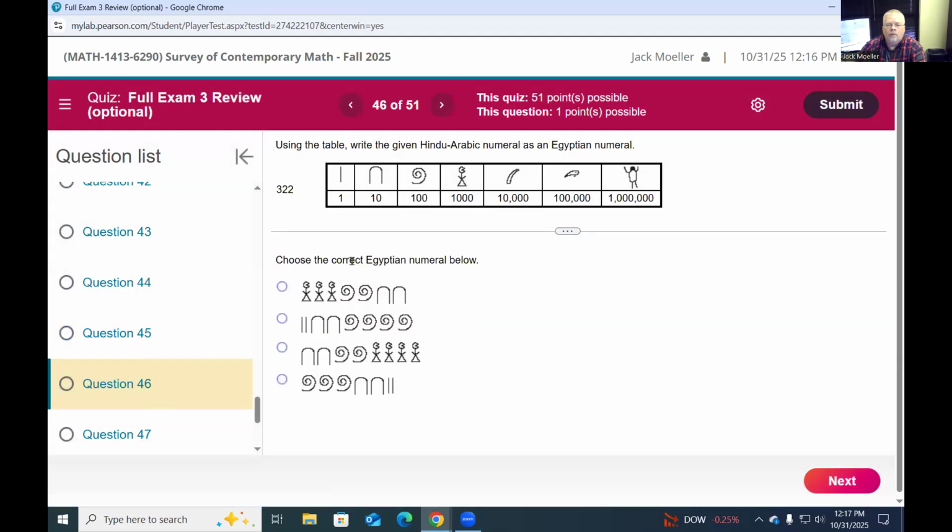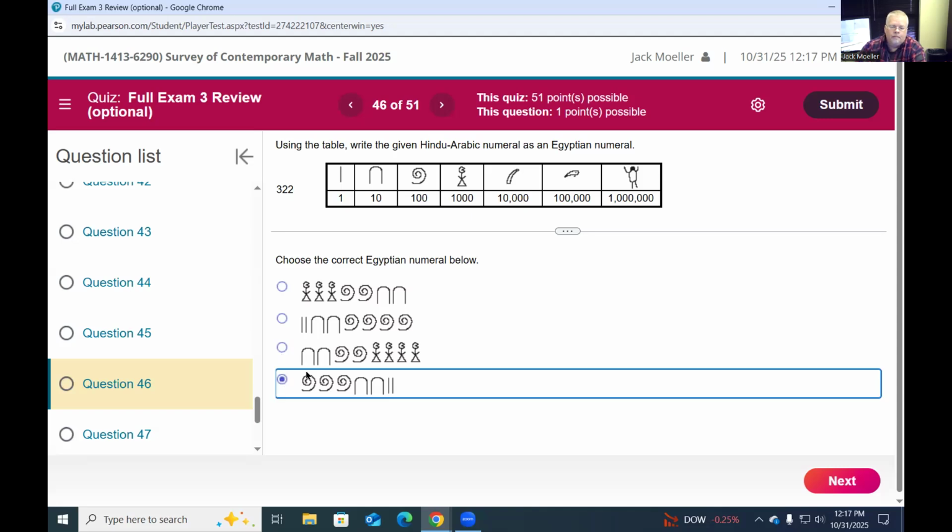Again, you're going to have to go both ways. Now, if you're translating from Hindu-Arabic into Egyptian, it is going to be multiple choice. You don't have to draw them. But again, go by place value. So this is 322, so this would be 300 plus 20 plus 2. Start with the 300. Hundreds are the spirals, so you need 3 of them. Right there, that gives you the 300.